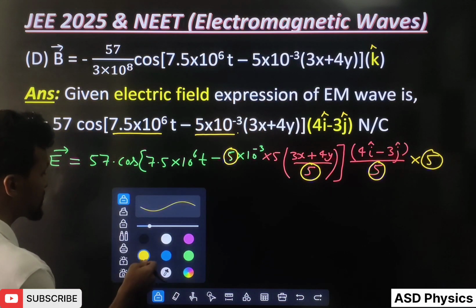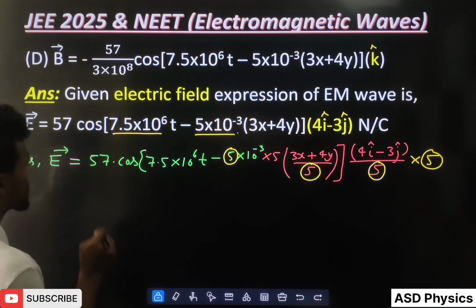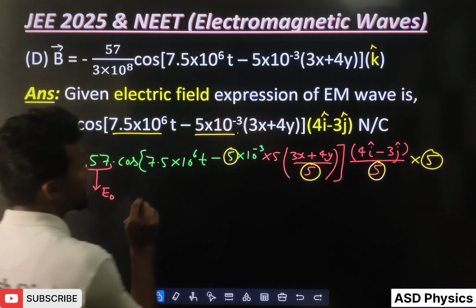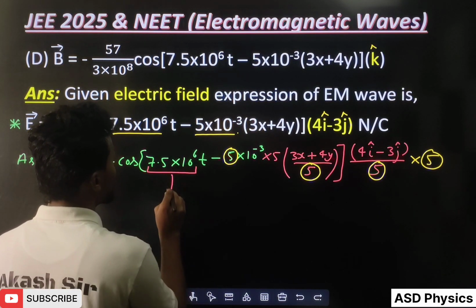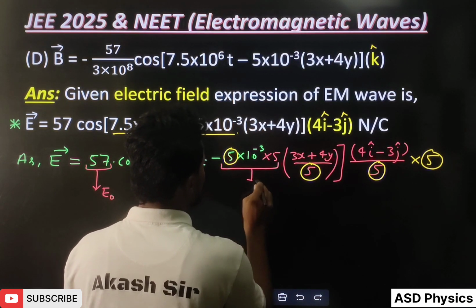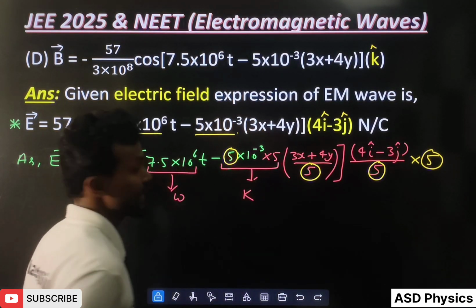Why am I doing this? Because I have to get the direction here. So kindly see here, this 5 into 10 to the power minus 3 is the E naught here. And this one, 7.5 into 10 to the power 6, is the omega. And this thing is the value of the k.